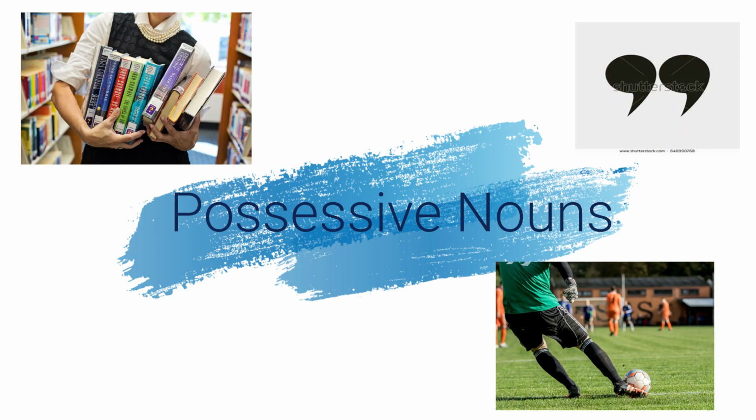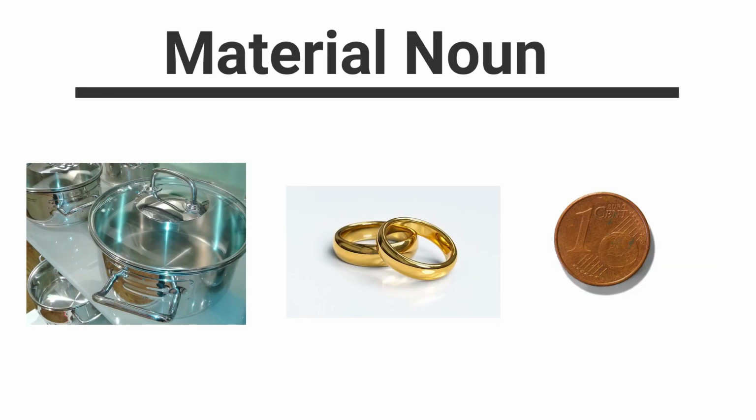Let's move to possessive nouns. Possessive nouns demonstrate ownership of something else. As its name mentions, possess, it means to own something. We add an apostrophe followed by s to form the possessive of most singular nouns. Example: Ali's books contain interesting information. Saad's football is admired by all players.